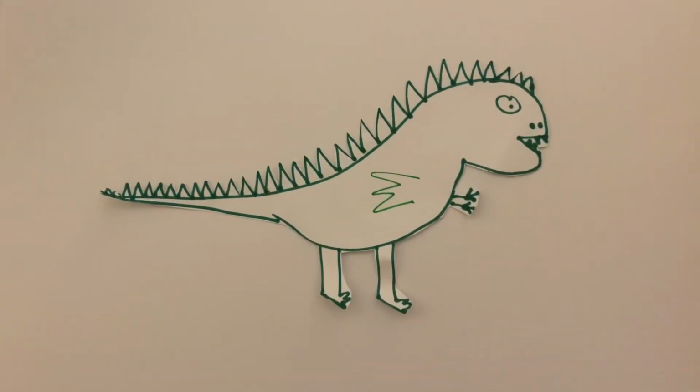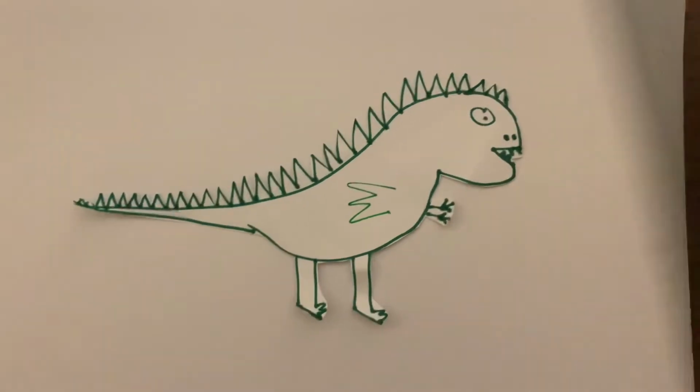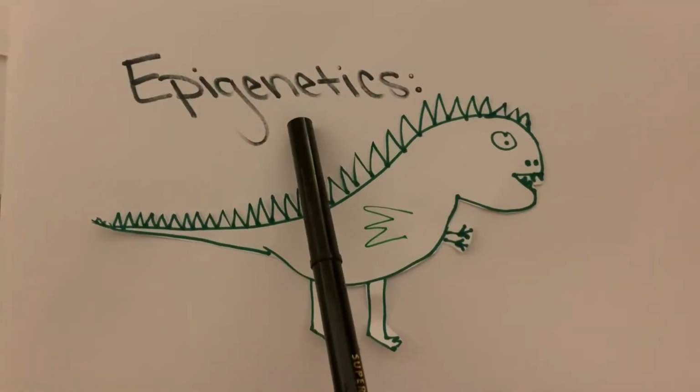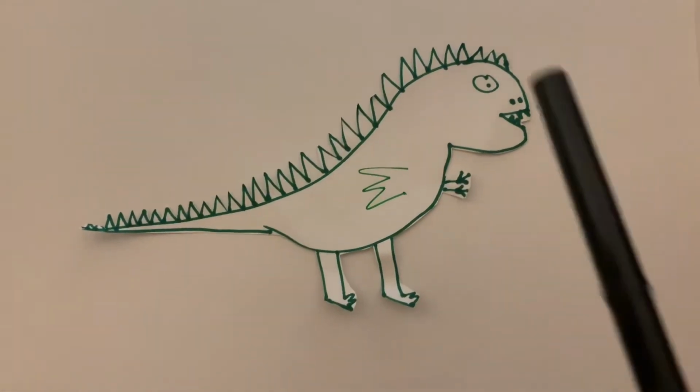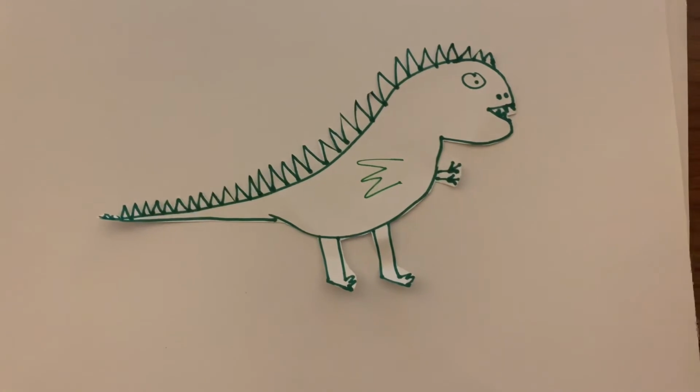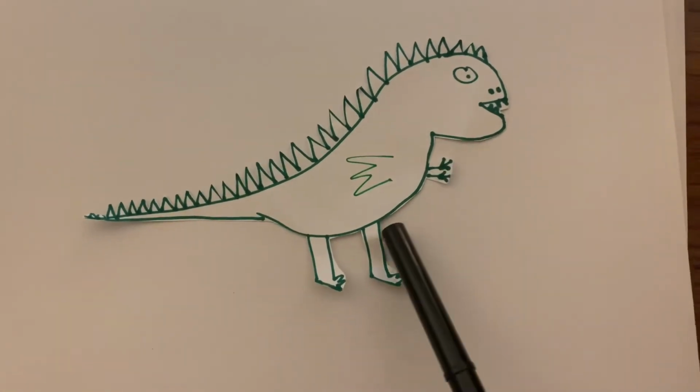Now back to Donnie's question. Why does he only have spikes on certain parts of his body, but not the others? This is due to epigenetics. So now let's look at Donnie. Donnie has spikes along his back. Why, might you ask? I would say for protection, but he doesn't have them along his stomach.